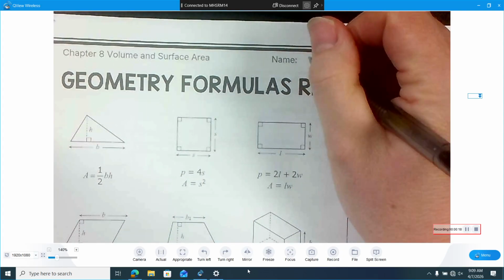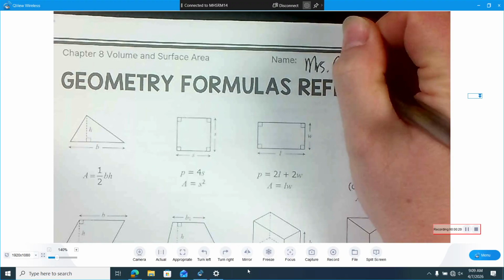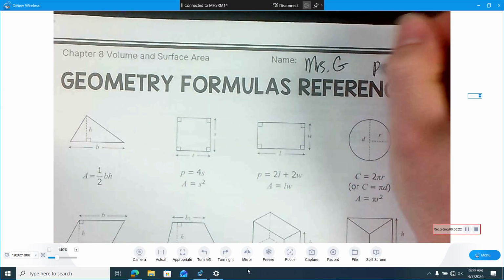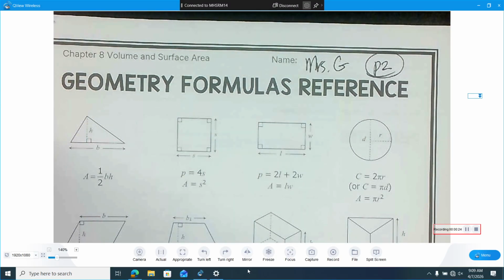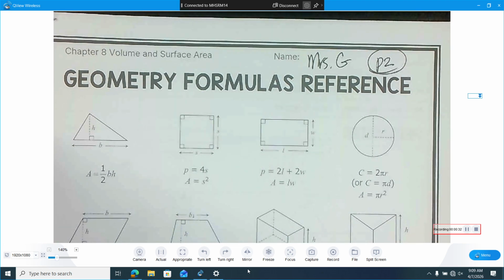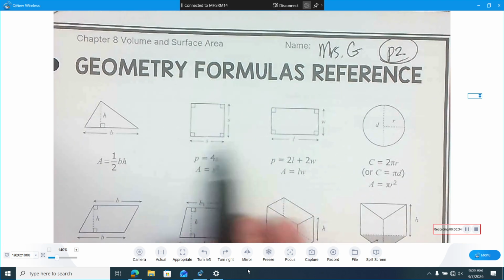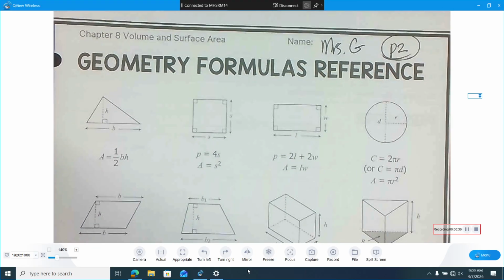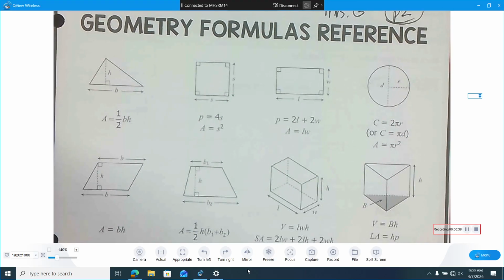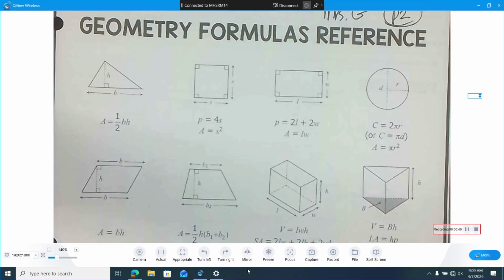It's awesome. Will you please put your name on here so that if you leave it, it can get returned to you. So put your name on there. You can see all kinds of formulas here. I hope that you've played around with some area formulas already in elementary school and 6th grade.